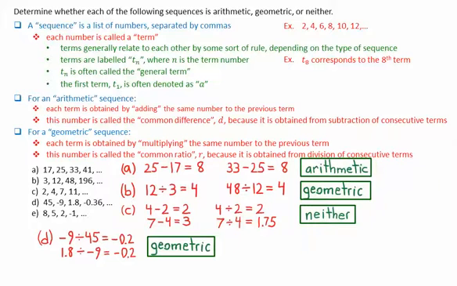Finally, for question E, in this case, if we subtract consecutive terms, 5 minus 8, the second term minus the first term, we get negative 3. The third term minus the second term, 2 minus 5, is also negative 3. And if we subtract the fourth term minus the third term, we would also get negative 3. This sequence is therefore arithmetic.